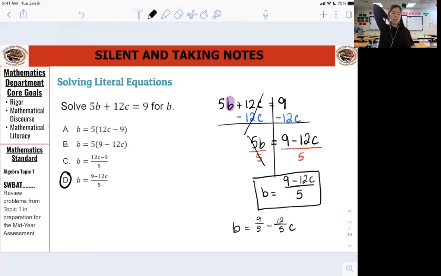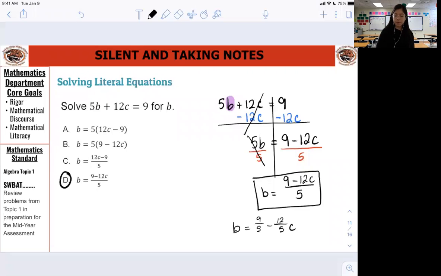So again, literal equations, I get it. They're confusing. They might be tough. There's only one problem on the mid-year assessment with a literal equation. So if you feel completely stressed out about them, like you don't know how to do them at all, it's only one problem. I promise you, if you get one problem wrong and it's that one, I won't be angry, okay?